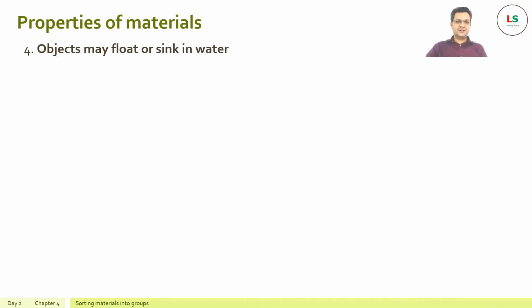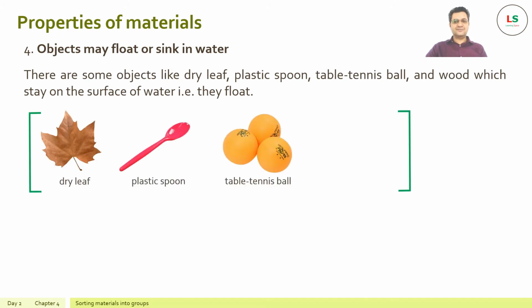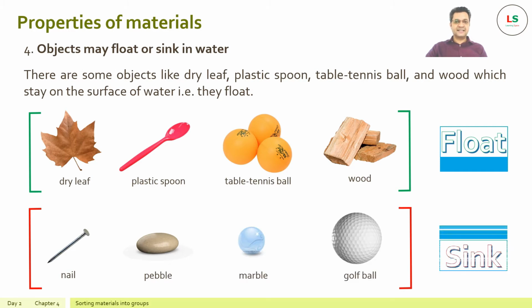Let's discuss the next property, which is based on whether the objects float or sink in water. There are some objects like a dry leaf, plastic spoon, table tennis ball and wood which stay on the surface of water, that is, they float. Whereas objects like a nail, pebble, marble and golf ball sink.